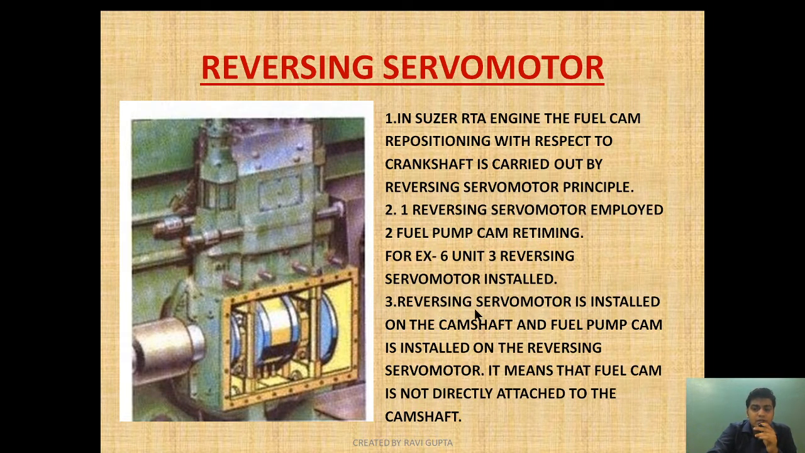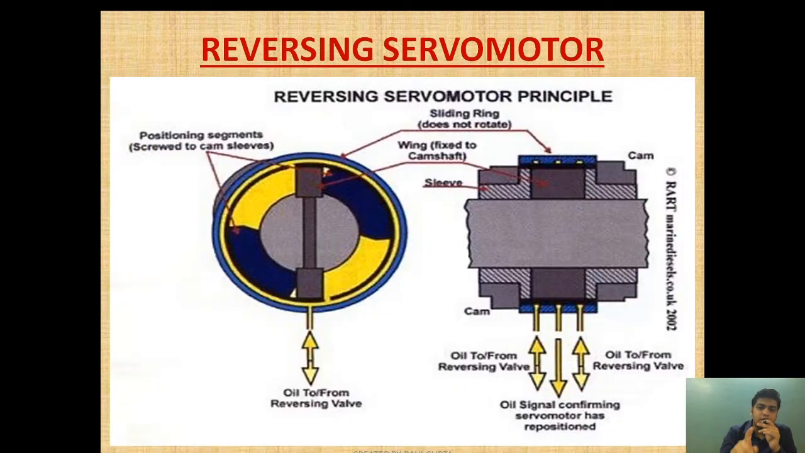The reversing servo motor is installed on the camshaft and the fuel pump cam is installed on the reversing servo motor. It means what? That the fuel cam is not directly attached to the camshaft. So this point is creating confusion. I will tell you in my later slide. But before that, here in this diagram, as you can see, this is the reversing servo motor and this is the fuel pump. As you know, in a Sulzer engine, the fuel pumps are provided in a two block. Why is it provided in a two block? So that two fuel pumps can be adjusted by one reversing servo motor. Now about the third point, how it is installed, we will see in this slide.